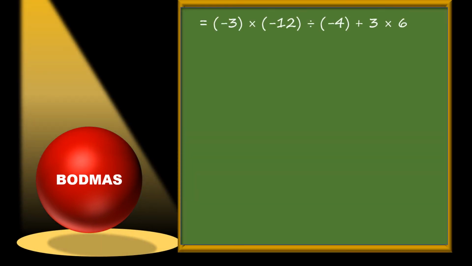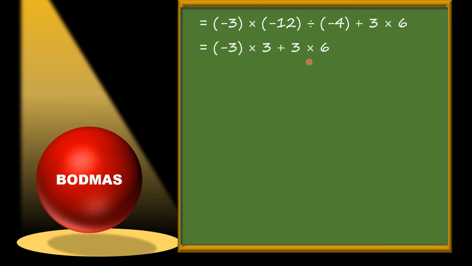So here is another question: minus 3 multiply minus 12 divided by minus 4 plus 3 multiply 6. Here multiplication, division and addition, three operations, and we know that we need to do division first. So at first we will solve this part: minus 12 divided by minus 4, and both are negative integers. When we divide both negative integers, the negative sign will be cancelled, and what we will get is minus 3 multiply 3 plus 3 multiply 6 as it is.